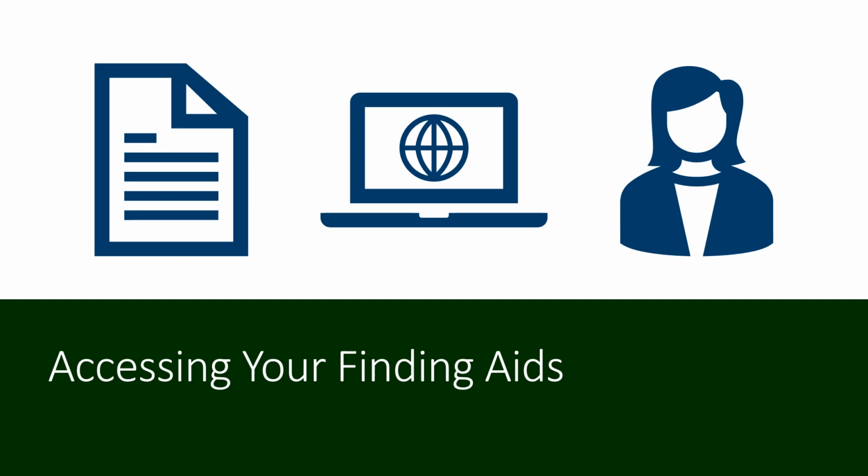Finding aids come in all kinds of formats. Some archives just have paper copies to use on site, while others have word processing documents, PDFs, or HTML or XML finding aids that can be viewed on their websites or shared digitally upon request. For some, that inventory in the form of a spreadsheet or a database is the finding aid and requires staff mediation to aid a researcher in their request.